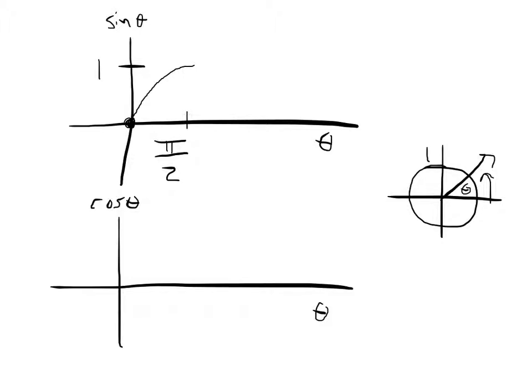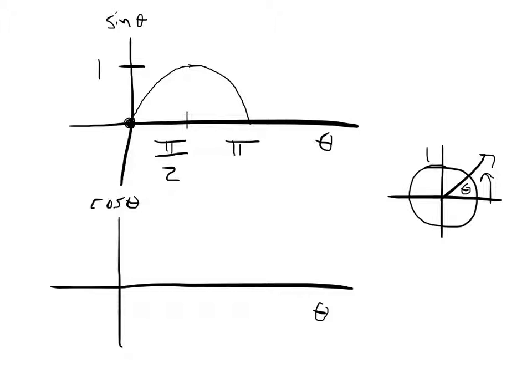And then I continue down. As theta increases, my terminal side continues to spin. As theta increases, my y-coordinate from pi over 2 to pi is going to head down from 1 back to 0. It's going to go down slowly at first, and then more quickly. So I head back down to 0 when I hit pi.